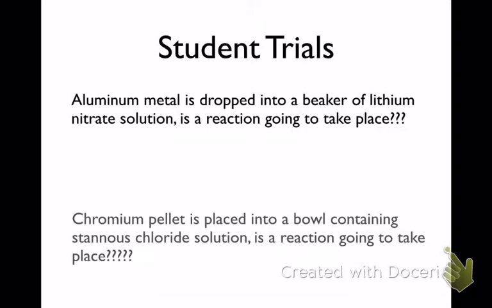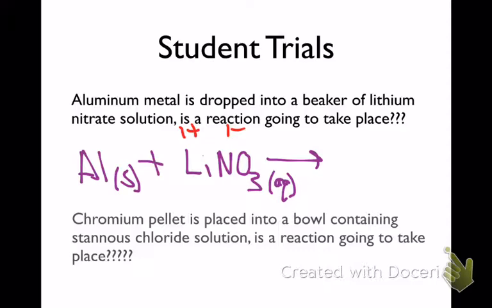Here are my two problems. In the first one, I'm going to have aluminum metal dropped into a beaker that has a solution of lithium nitrate in it. So let's write the formulas. Aluminum, again, is a metal, and so it's in the solid state. I have to write the correct formula for lithium nitrate. I know lithium is 1+, it's an alkali metal. I know nitrate is a polyatomic ion, it's a nonmetal, it's 1-. Clearly I have the correct formula, LiNO3. It's a solution, so I put the (aq).